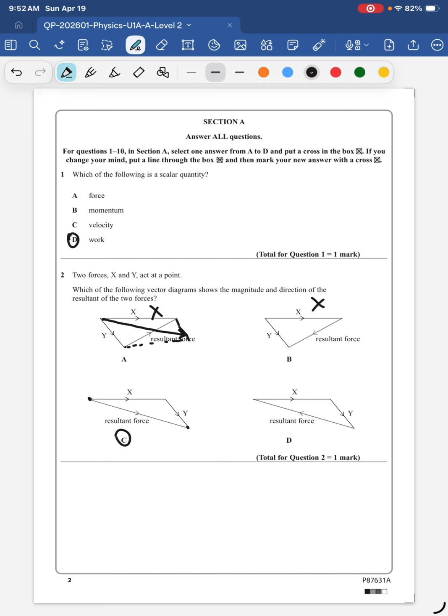And then D, it kind of looks correct, but the direction of the force is totally wrong. So no. I'm going to write here that you add the tail of X to the tip of Y. That's a general rule where you replace X and Y with vectors 1 and 2, whatever the situation is.